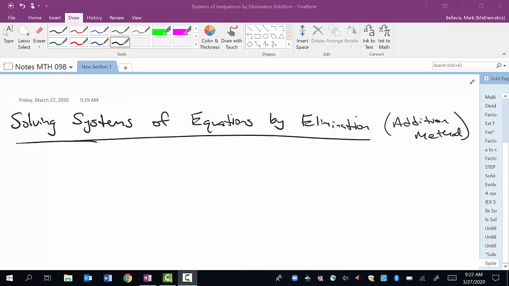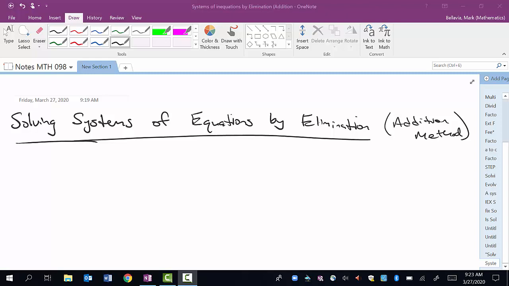Hi everyone, this is a video on solving systems of equations by elimination. Sometimes elimination is also called the addition method, so you may have heard it called that before. Remember, when we have systems of equations, you're going to have two equations and you're trying to find the points where they intersect on a graph. So your solutions will be an ordered pair.